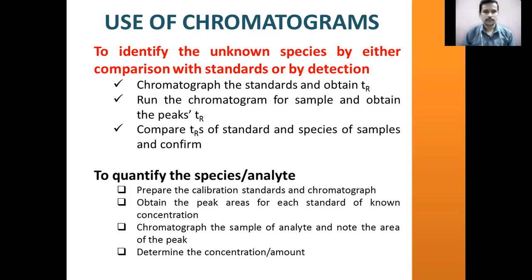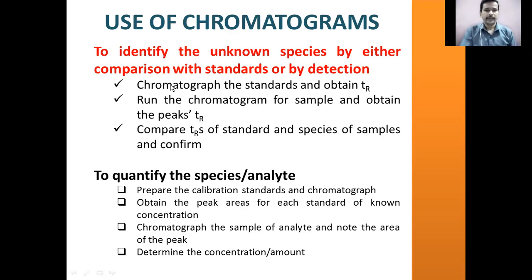What is the use of those chromatograms? Chromatograms are very useful for the identification of the species. If you have introduced any sample for chromatographic separation, you can identify what species are present, and what unknown species are present in the sample. Not only identification of the species, but also we can quantify how much of the species is present in the sample. So let us take one by one. Let us see how to identify the analyte present in the sample and how to quantify it.